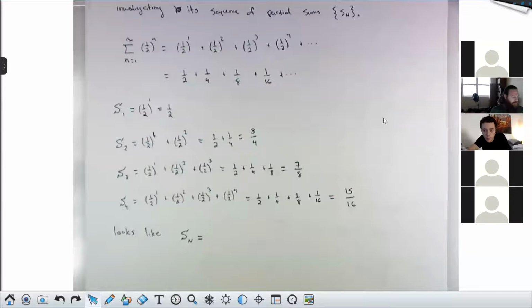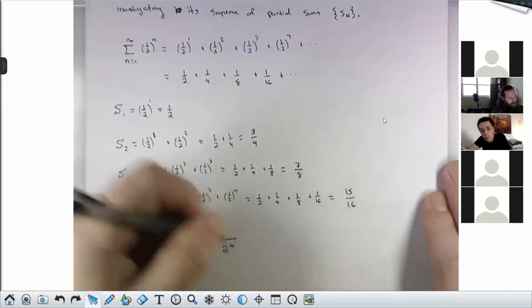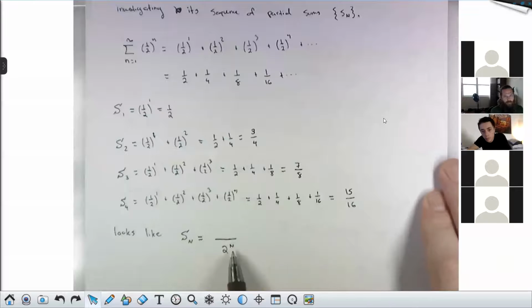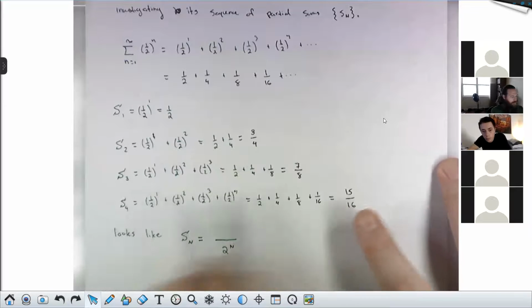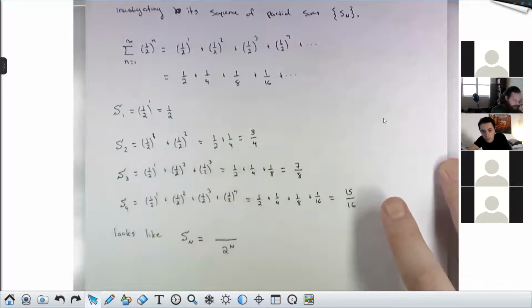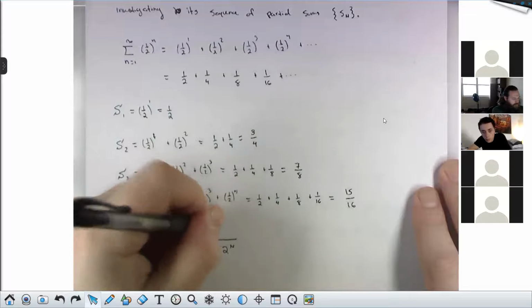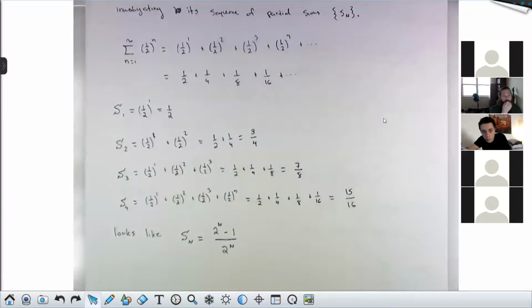Yeah, Lydia's got it exactly. The downstairs is always 2 to the n. And that makes sense because we're adding up a bunch of fractions whose denominators are powers of 2, ending at 2 to the n. So when you have a common denominator, 2 to the capital N, that's going to be that denominator. Like 16 is 2 to the 4, 8 is 2 to the 3, 4 is 2 to the 2. Upstairs, the numerator is just 1 less. So this is 2 to the n minus 1. And this is correct. You can calculate S5, S6, S7. This is correct.